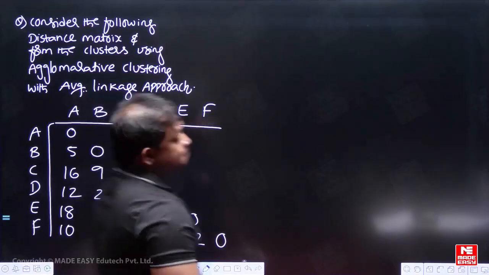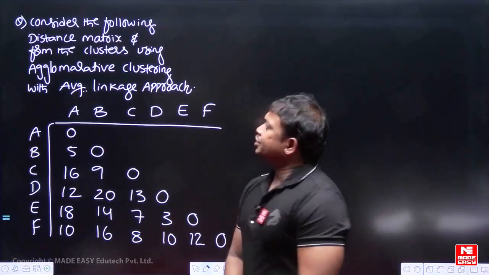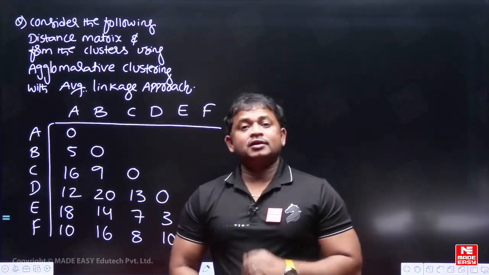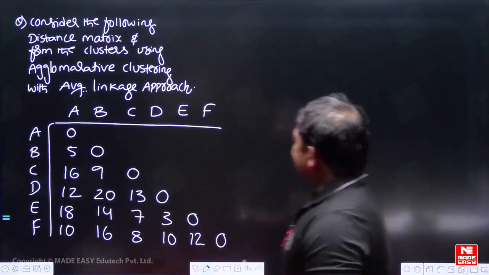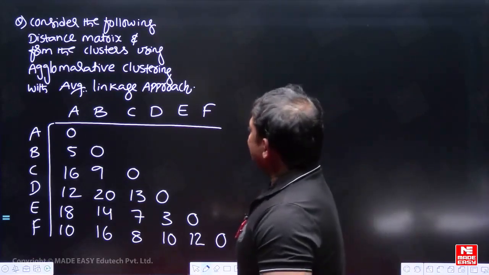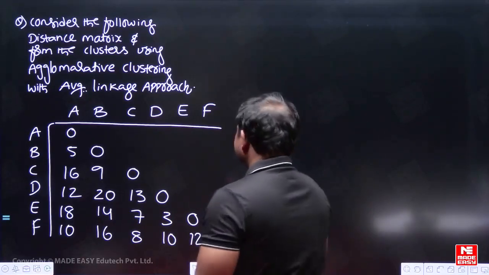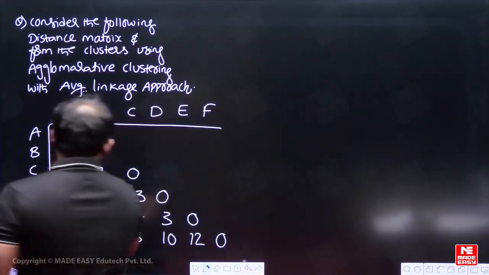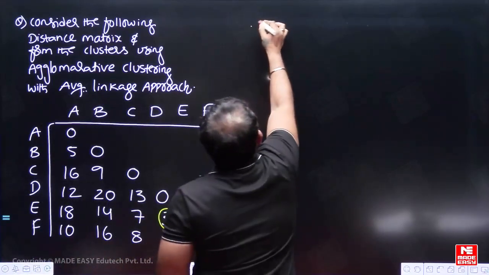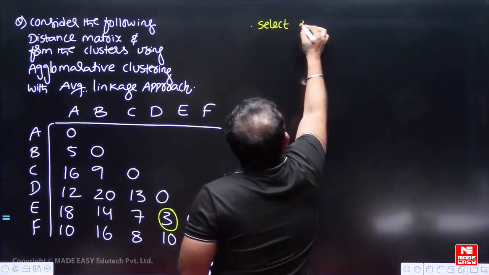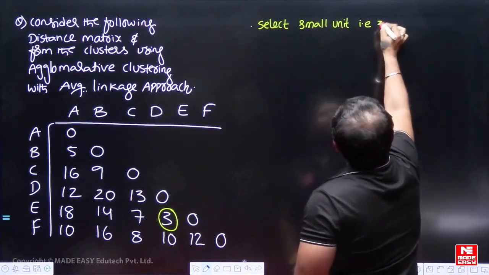Yes, this is the distance matrix given. Now we need to find out the clusters, or the number of clusters, and what elements are formed in the clusters by using the average linkage approach in agglomerative clustering, right? So the procedure is the same. First we need to take the smallest value. In this matrix, the smallest value is 3, correct? Now first select 3. The smallest value is 3.